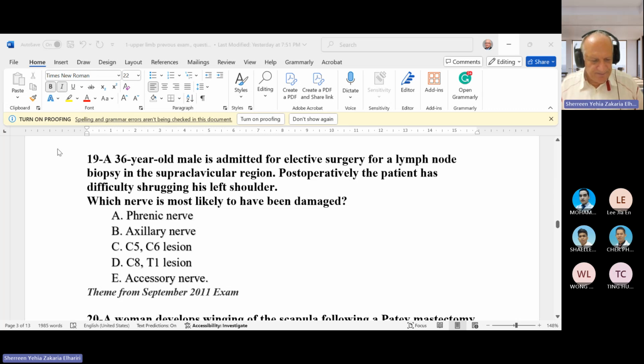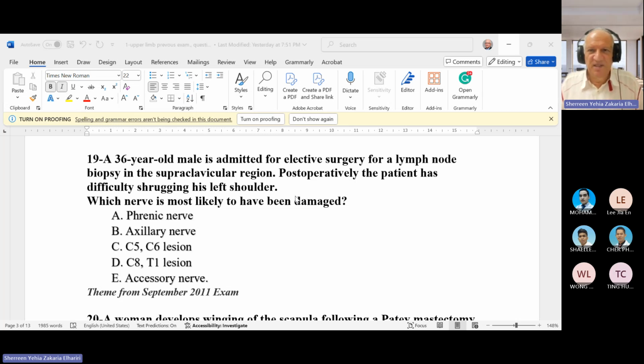Next question. A 36-year-old man is admitted for elective surgery for lymph node biopsy in the supraclavicular region. Post-operatively, the patient has difficulty shrugging his shoulder. Shrugging his shoulder is like this. Shrugging the shoulder is the action of trapezius muscle. So it means that trapezius is not working.